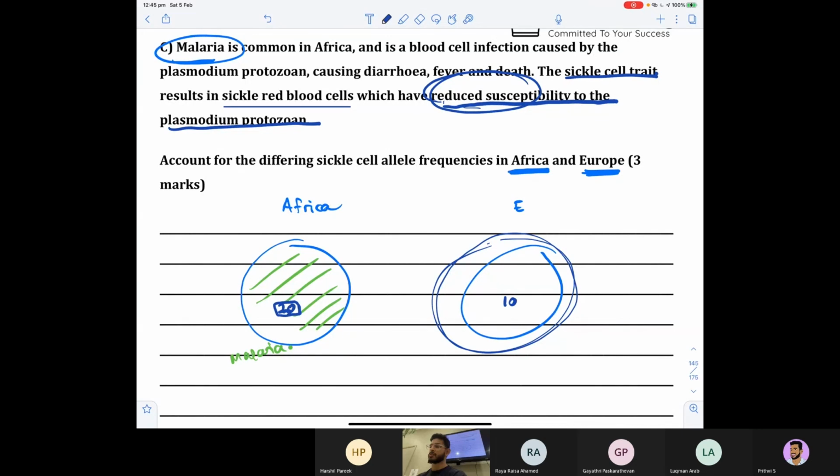If this repeats over many, many generations, what's going to happen to the prevalence of sickle cell trait? These 20 people, again, less likely to die from malaria, will survive, reproduce, and increase the prevalence to 30. And if you do that over centuries, what do you notice? Sickle cell trait becomes very common in Africa and very uncommon in Europe.